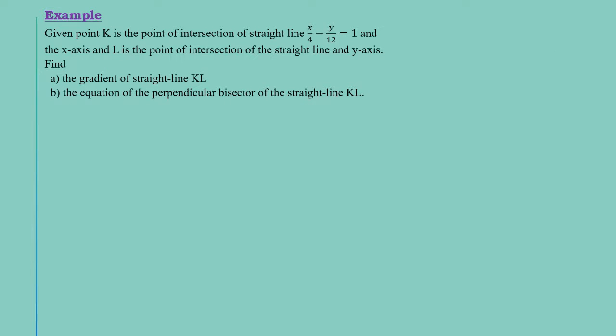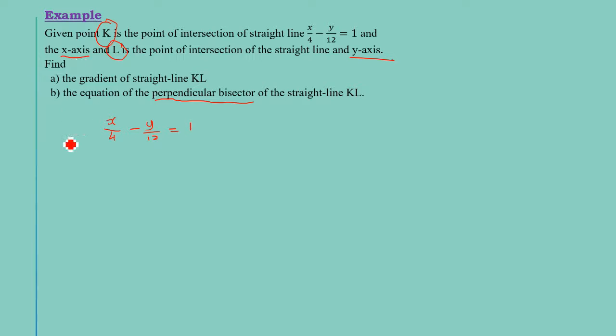Let's look at a question where some of you might not have heard this word, perpendicular bisector. So I'm showing you a question on perpendicular bisector. So let's look at the equation given. They have given you a point K and L. K intercepts your x-axis, L intercepts your y-axis. So you have x over 4 plus y over 12 equals 1.